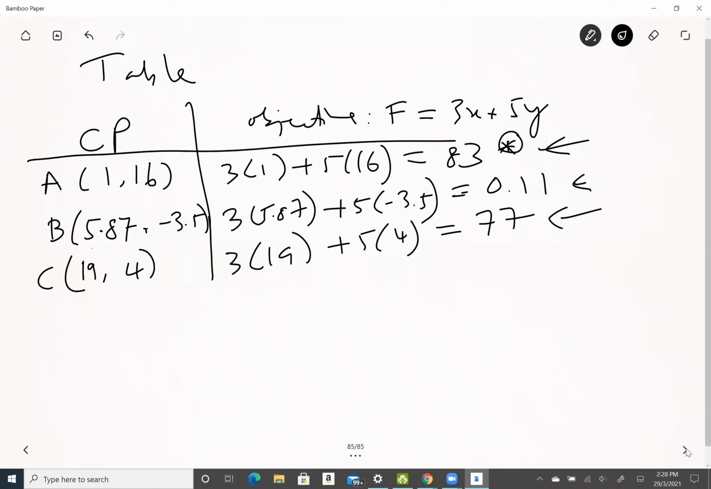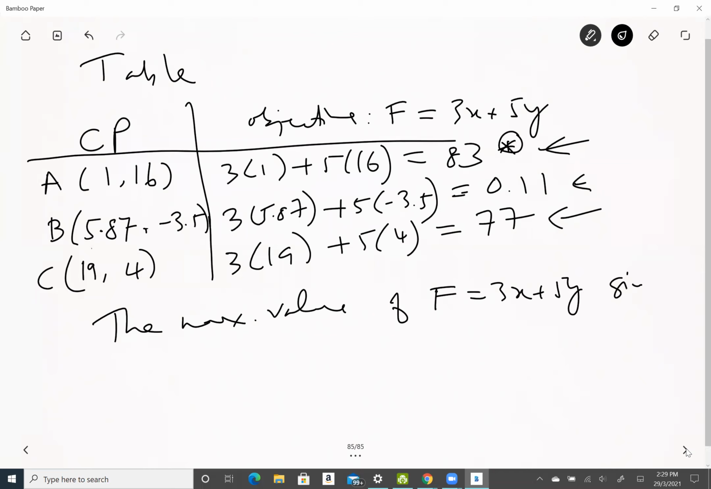And then the point that gives you the maximum, which is 83, is point A. So we just say that, describe the point. You can say the maximum value of the objective, of f equal to 3x plus 5y, given the constraints. You don't have to write the constraints. Given the constraints, it is 83.